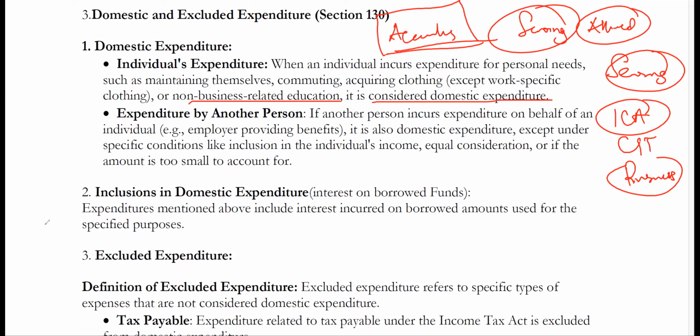So we've seen that when you incur your own private expenditure, it's considered domestic expense. Then when somebody incurs an expense on your behalf, so let's say that your employer provides you some benefits, which is something to be included in your income, you cannot include it in your business because somebody incurred it on your behalf, except under specific conditions.